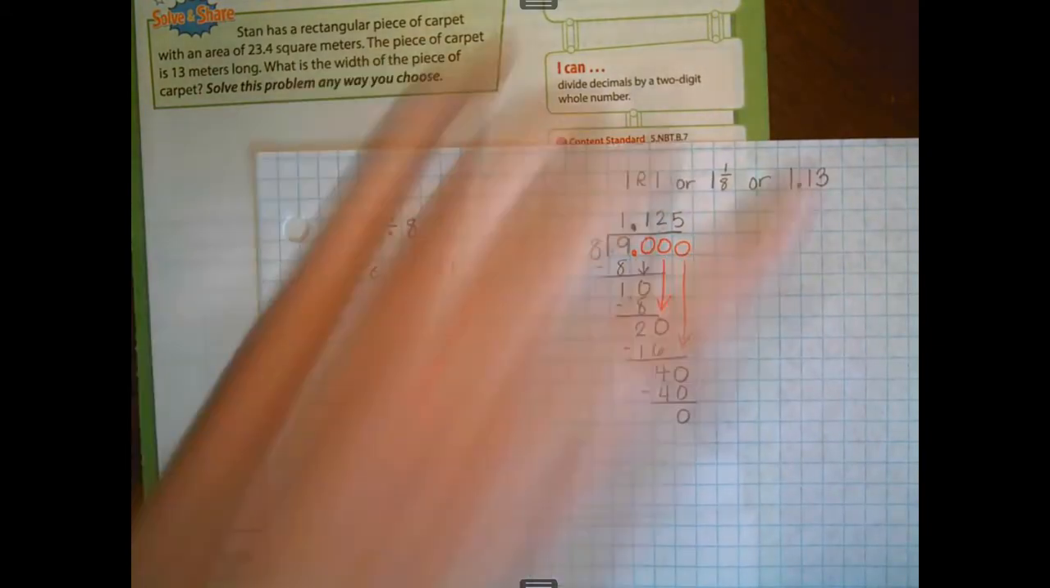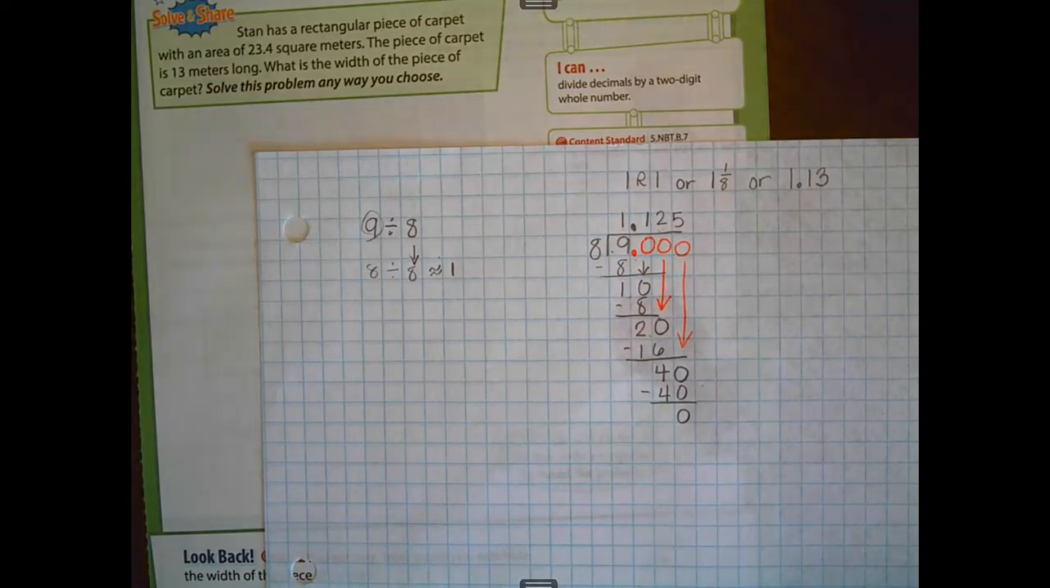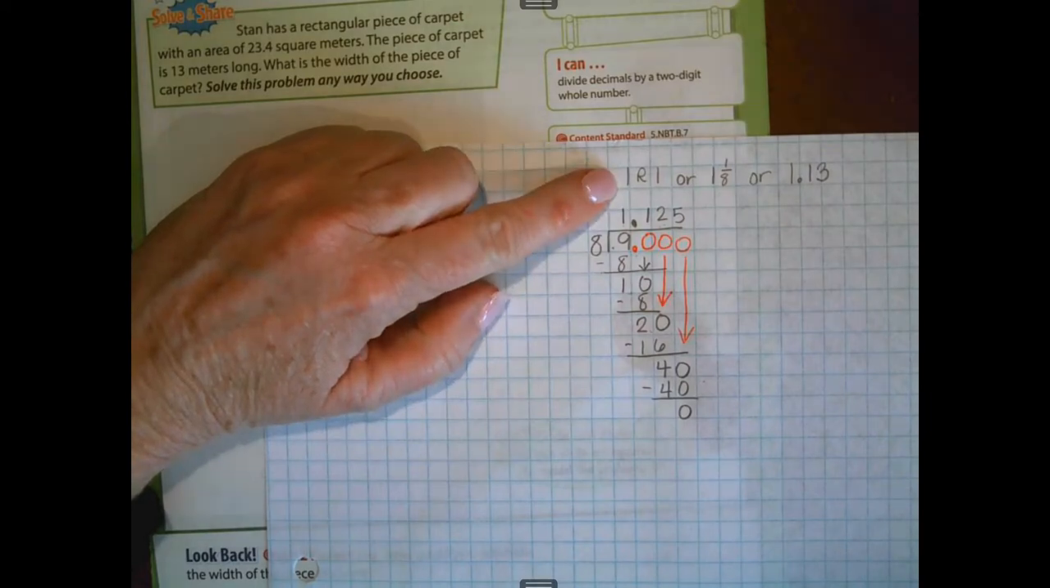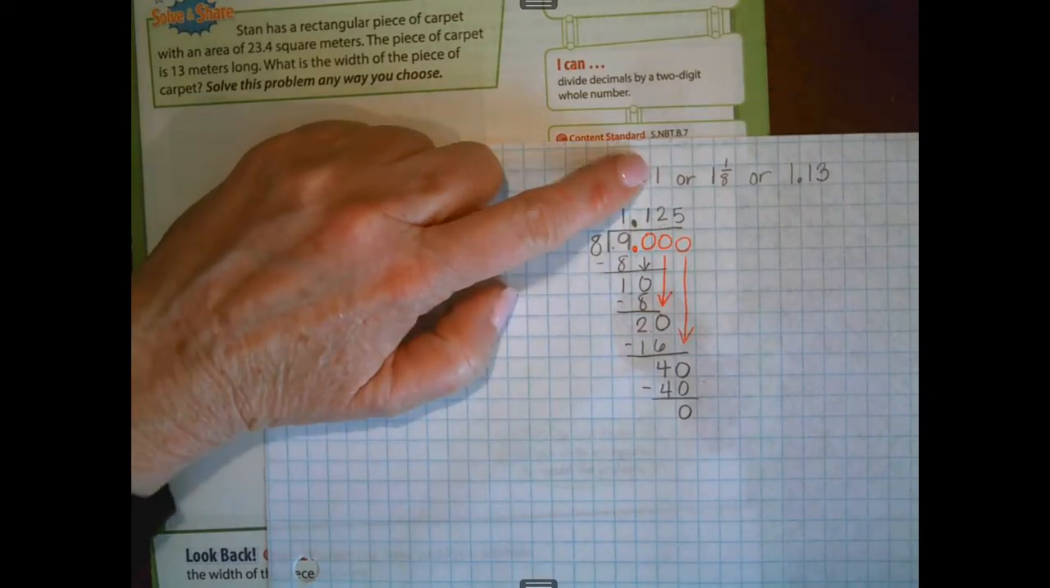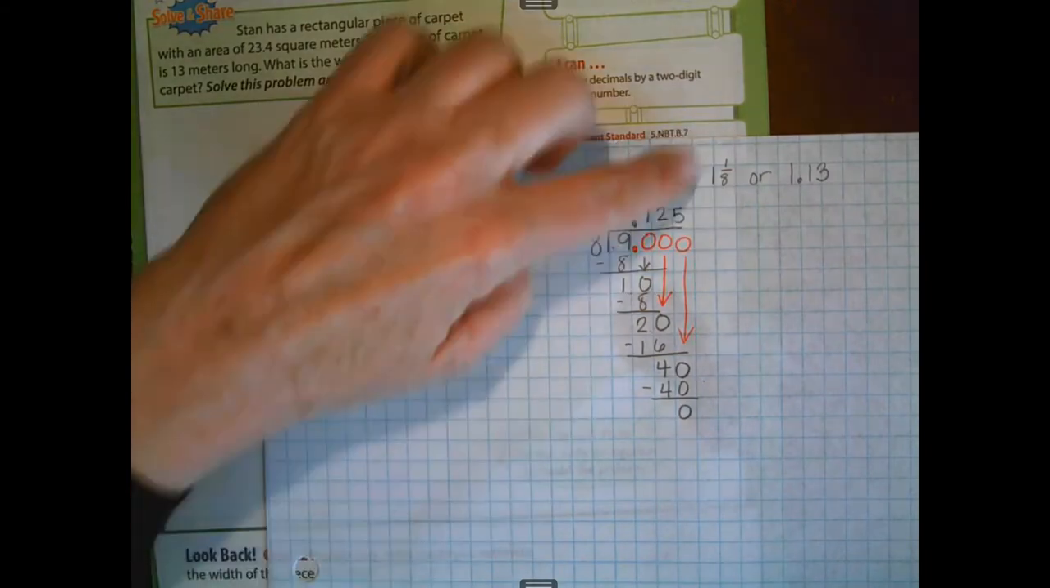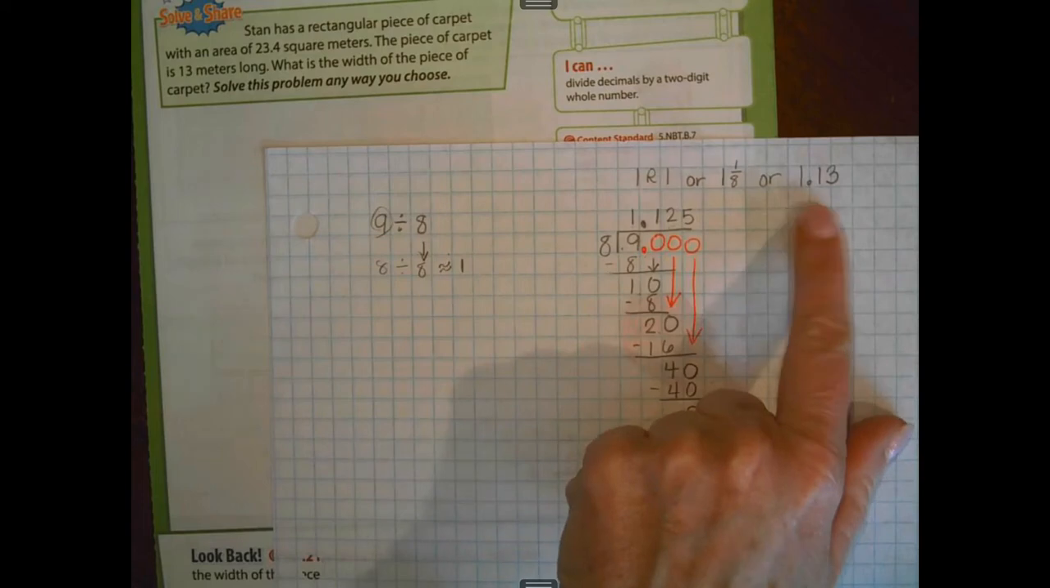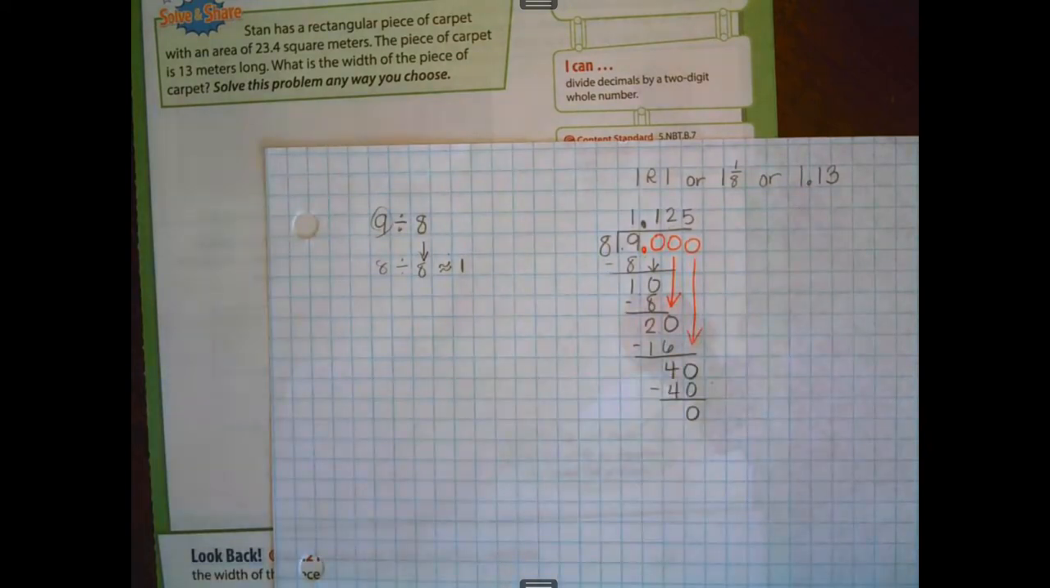So there are 3 ways that we could represent that quotient. We could represent it as one group of 8 with 1 left over, or one group of 8 with 1/8 left over, or we would have 1 and 13 hundredths in each group.